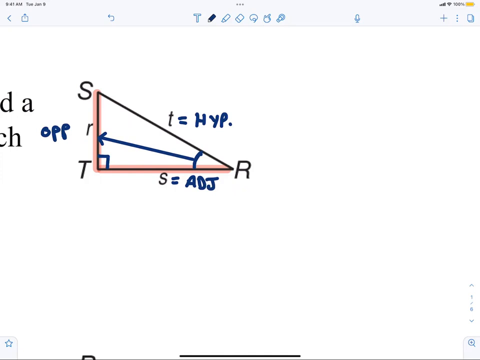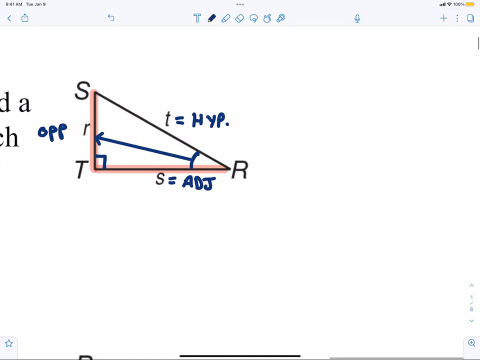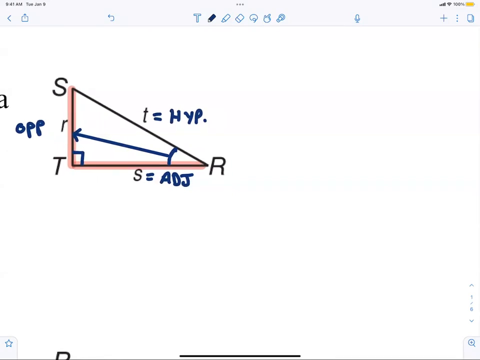So bear with me on that. All right. So from R's perspective, the definition of sine. So everybody's going to put down sine.